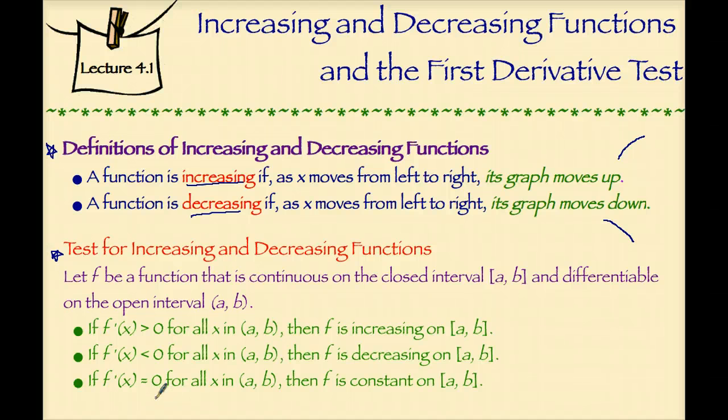And then finally, if f prime of x equals 0 for all x in an interval, then the function is constant. We know that when the slope of a line is 0, we would have a horizontal section of the graph or a constant section of the graph. So using this information, we're going to be able to determine increasing and decreasing intervals on a function.